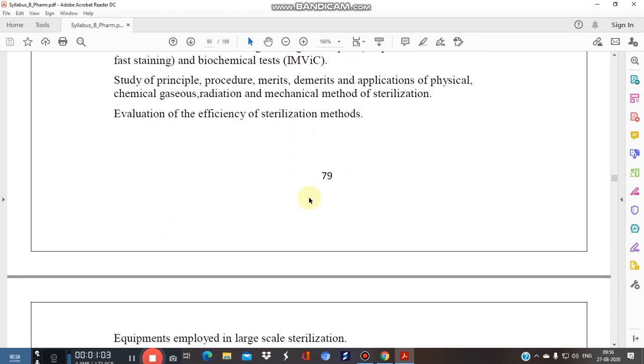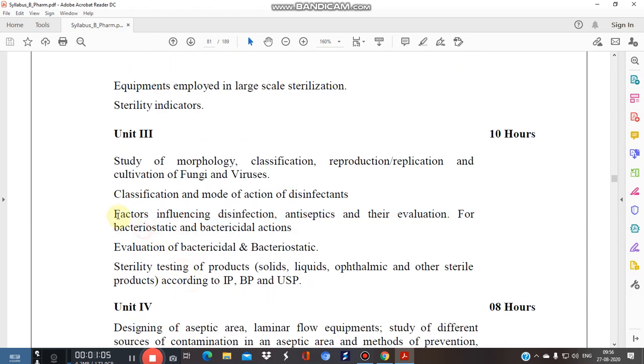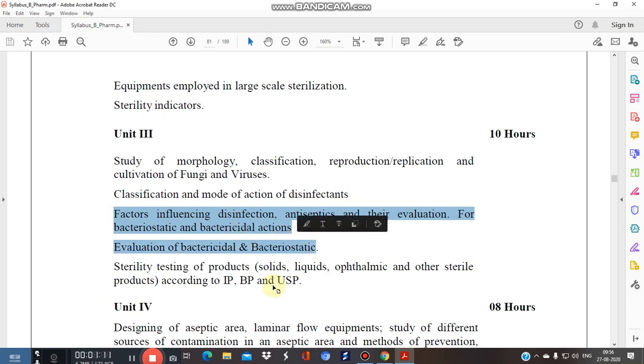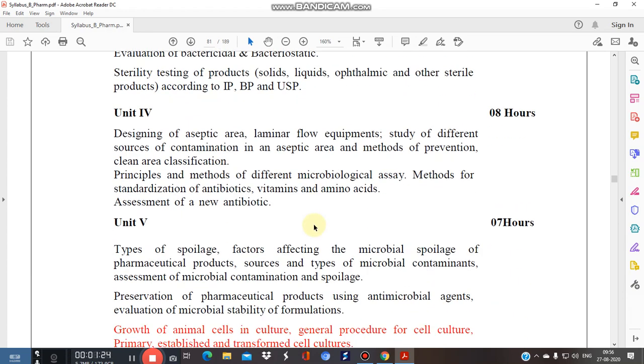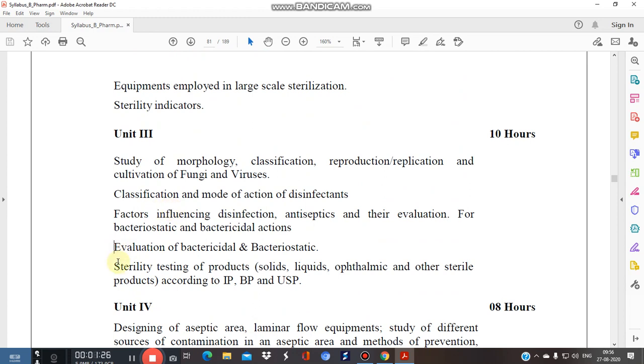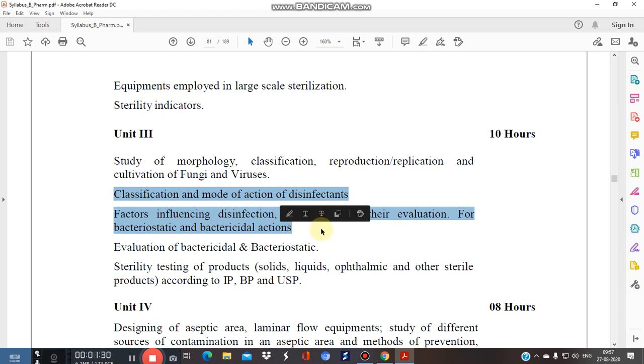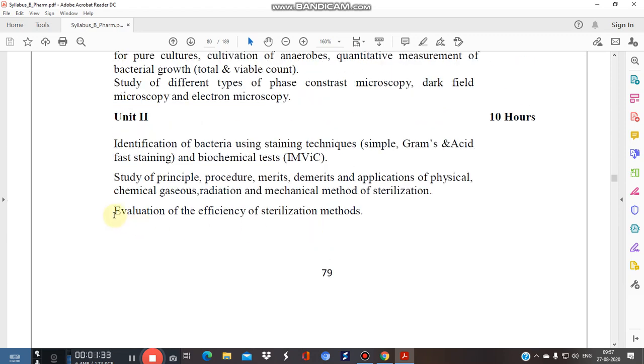So what we will do, we will cover these topics, that is the sterility testing, the factors affecting disinfection and antiseptic evaluation, in this topic, that is the evaluation of efficiency of the sterilization methods. Okay, so we are going to cover this topic along with these topics like sterility testing and the disinfectant. Okay, so I hope this is clear now.